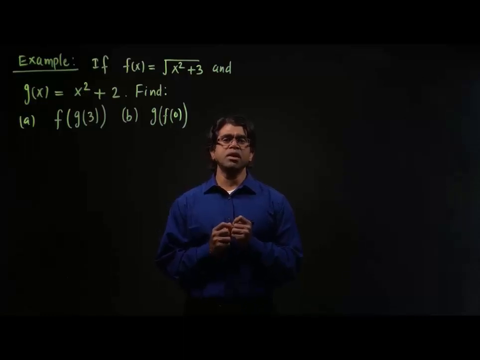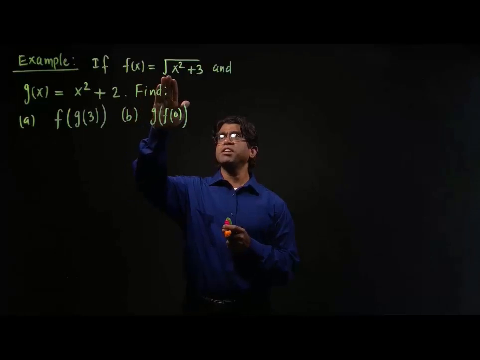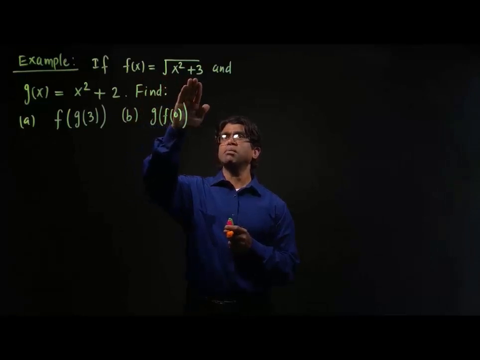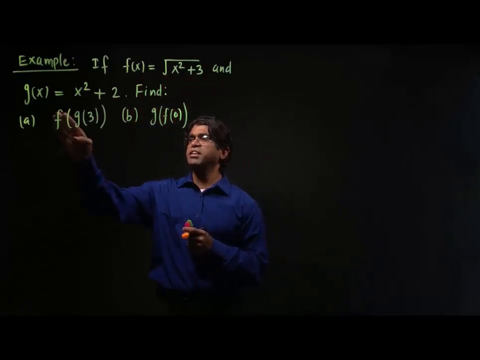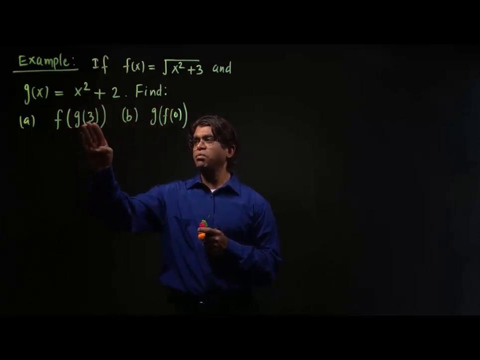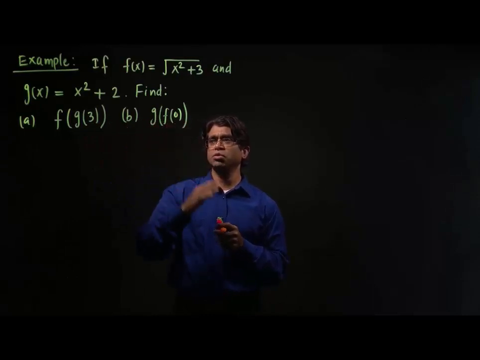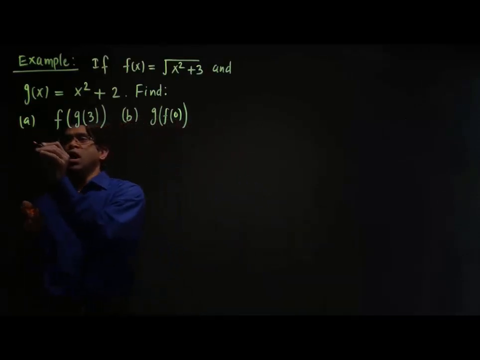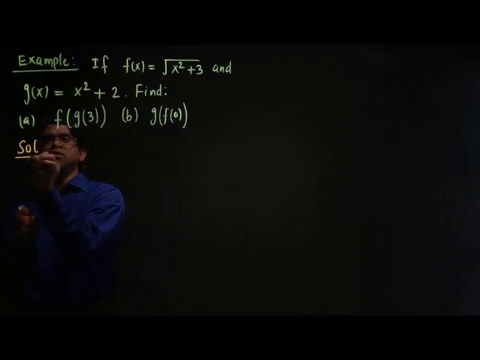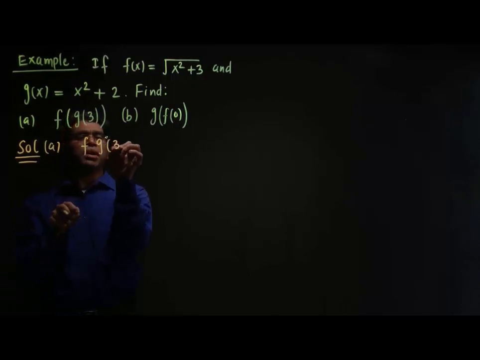Let's consider an example of a composite function. The example is: if f(x) is given as the square root of x squared plus 3, and g(x) is given as x squared plus 2, find f of g of 3 and g of f of 0. So I'm going to first find part A, which is f of g of 3.